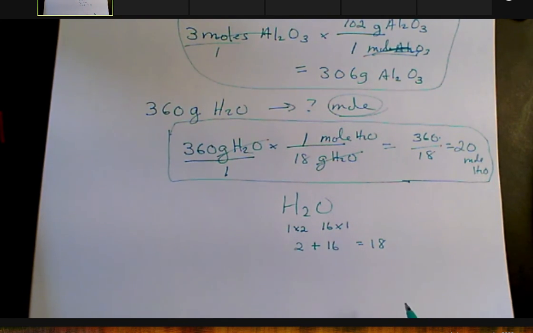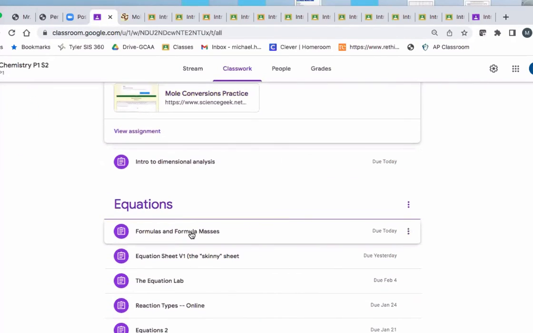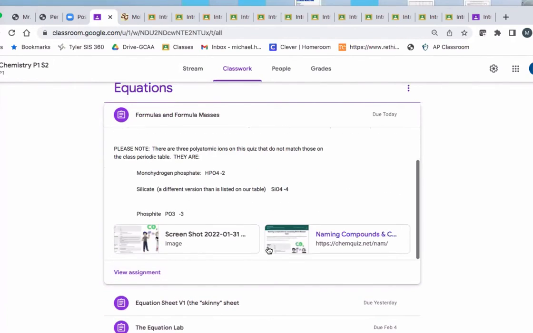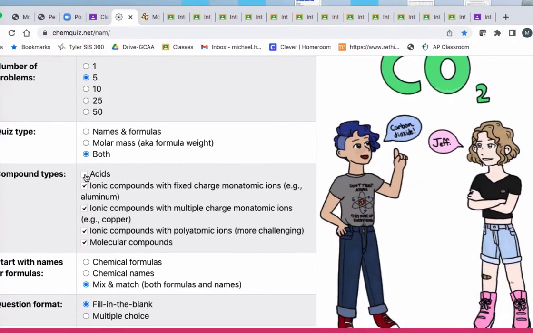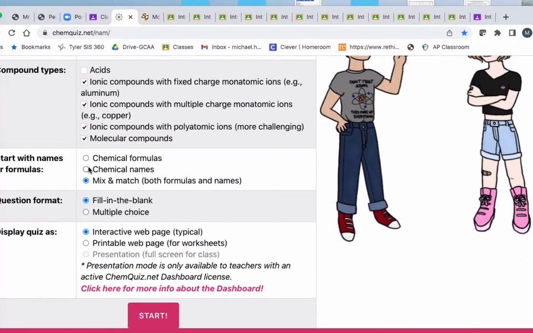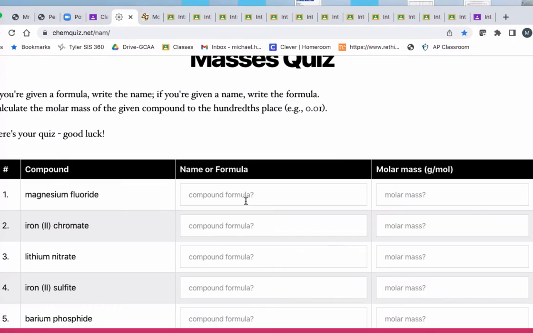All right, so 18 grams is 1 mole. To find the mass in 1 mole, I've already taught you how to do that, because if you go back to the assignment, if we go back to old work that we've been doing, remember the formulas and formula masses? Not everybody has this done, obviously. Remember how we did these and we unchecked acids? This is old homework from last class, and we want just chemical names here. And it generates a quiz for us. So we have magnesium fluoride. So MgF2. You get that based on the charges, because magnesium is plus 2 and fluorine's minus 1.